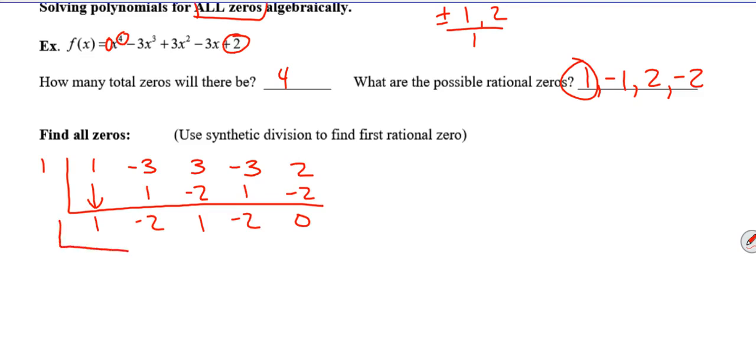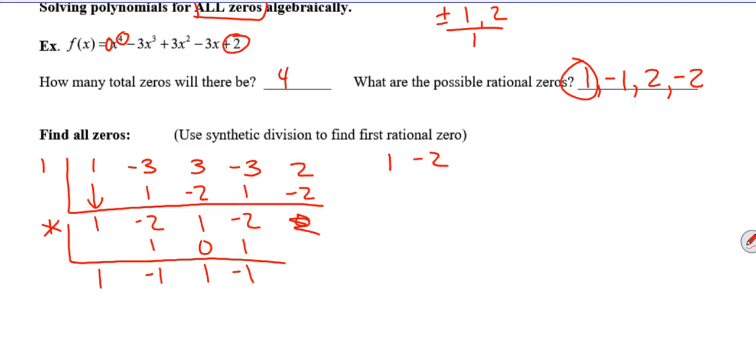Let's just go ahead and synthetically divide it again. This 0 doesn't count. So bring that 1 down. Okay, so I didn't get a 0 this time. So 1 only works once, so I don't need to check it anymore. So let's check -1. Let's recopy where I was before, which is 1, -2, 1, -2. And let's check -1 now.